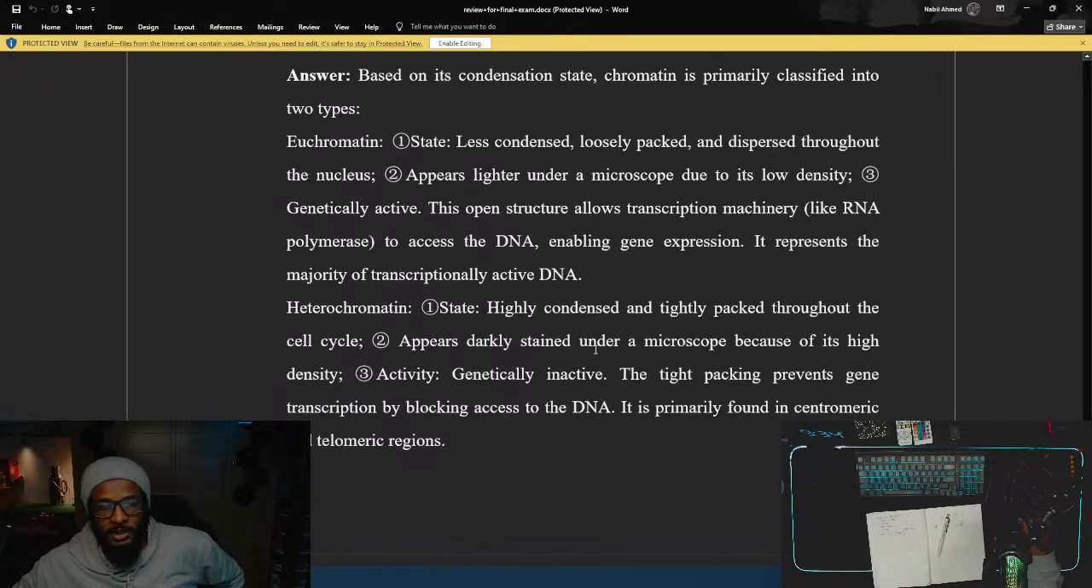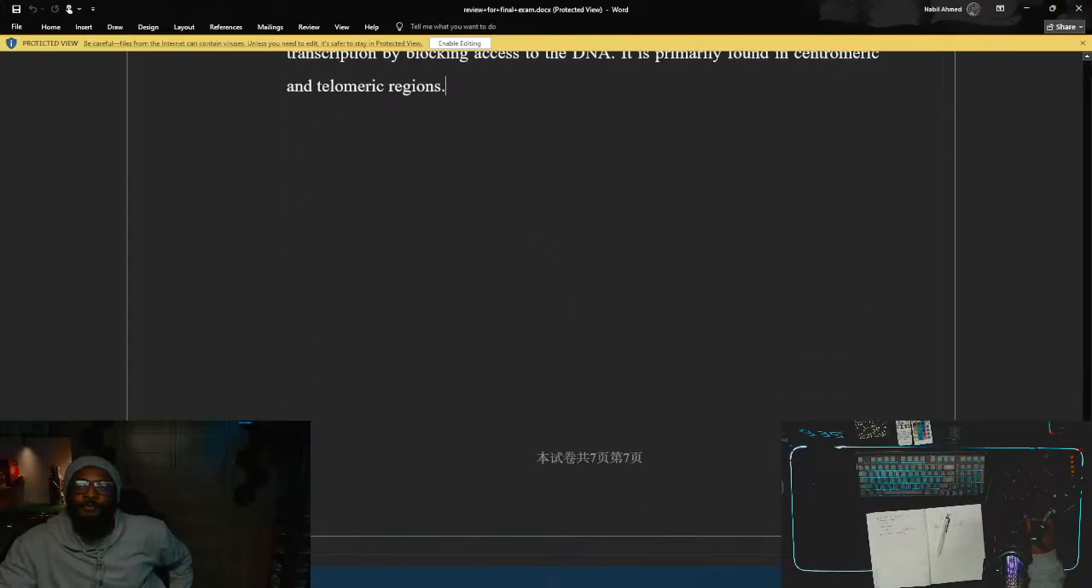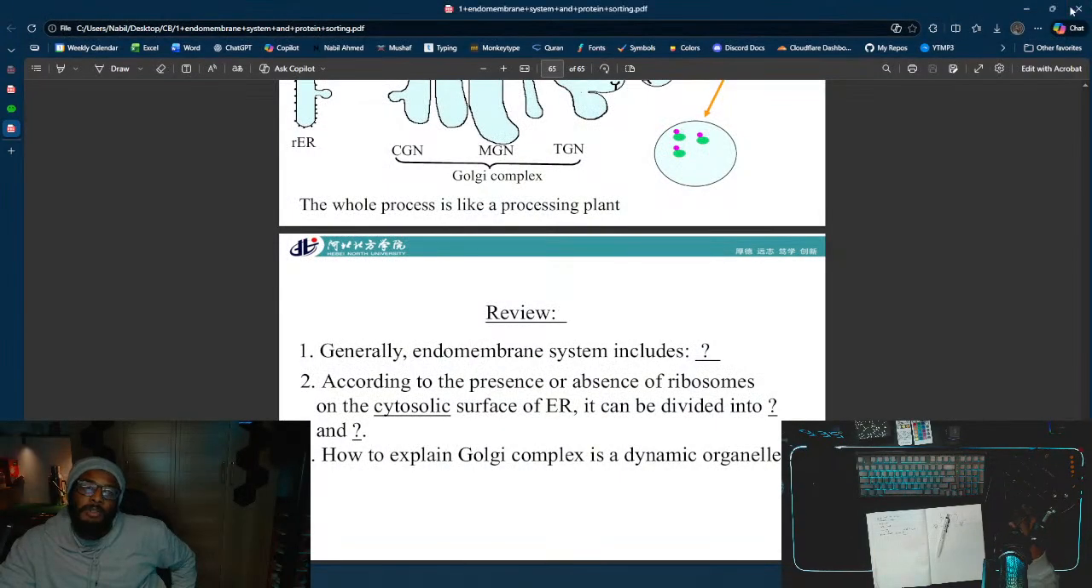Heterochromatin. The state of the chromatin is highly condensed and tightly packed throughout the cell cycle, and it appears darkly stained under the microscope because of its high density. Activity: genetically inactive, and the tight packing prevents gene transcription by blocking access to the DNA. It's mostly found in the centromeric and telomeric regions. Okay, that's about it.